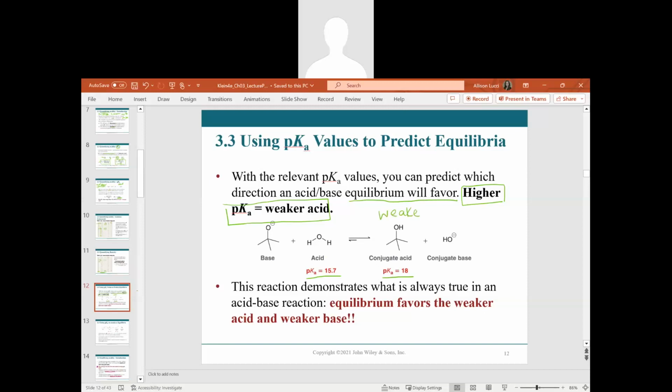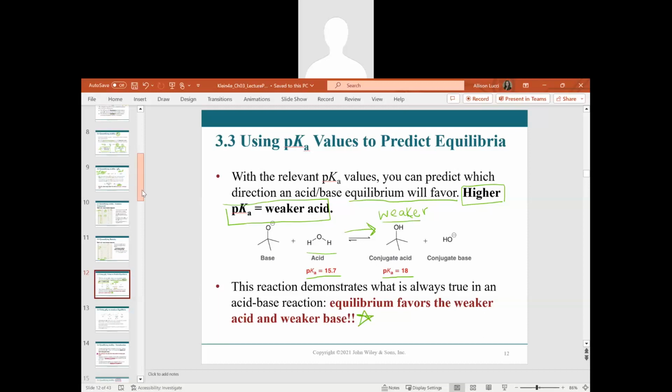So this one is weaker. And that's what we see. We see that the equilibrium favors this direction to the right, and that's because the stronger acid would ionize in this situation, and the weaker would be favored. So this is the case. This is our take-home note here: equilibrium always favors the weaker acid or base. The stronger acid or base will ionize or dissociate.